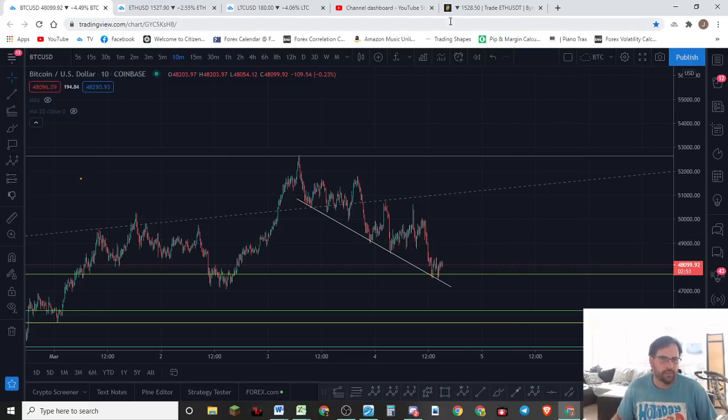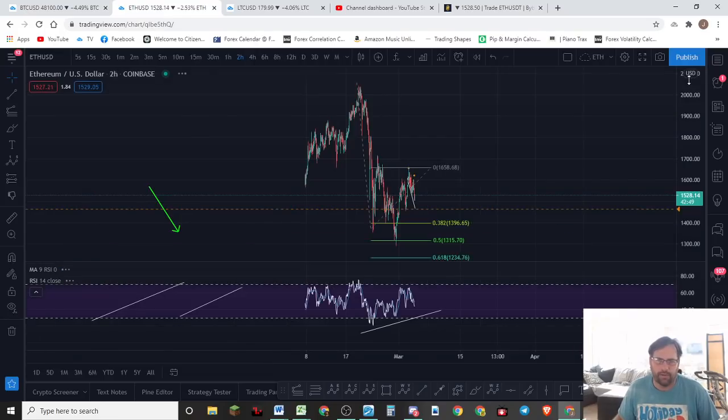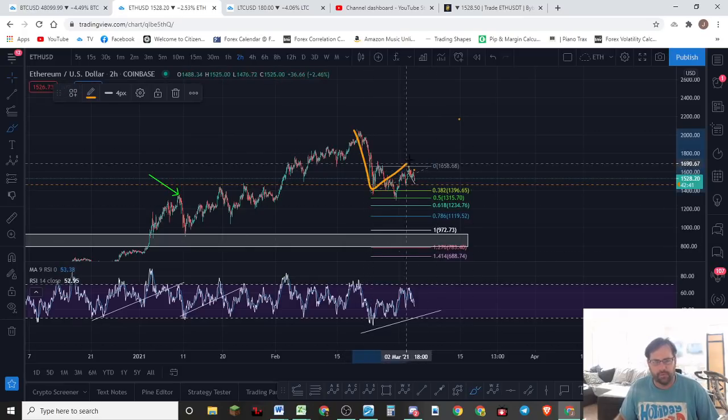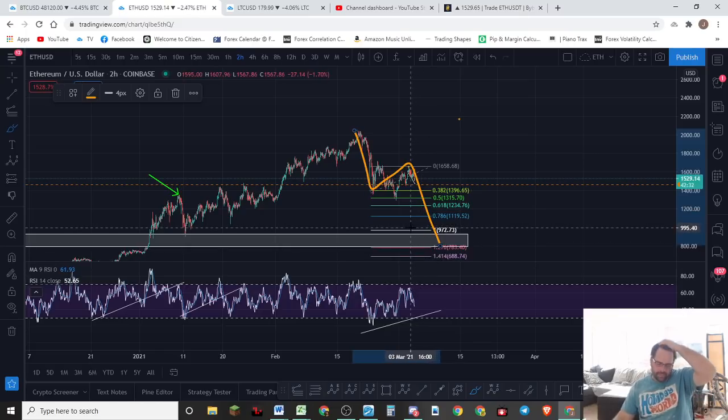Don't forget the targets we're looking for. Just real quick, Ethereum, we're targeting somewhere around 970 to 1,000. That's the 1-to-1 extension of the same formation, guys. Same formation. 3-wave move. Boom, boom, boom, like that. Looking for that three wave to finish somewhere around $970. So that's the way I'm looking at that market.